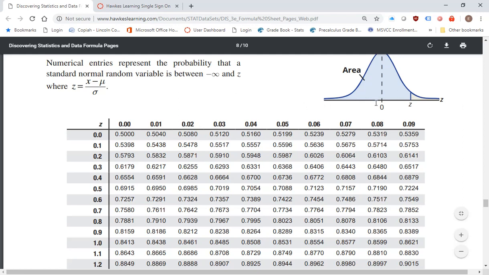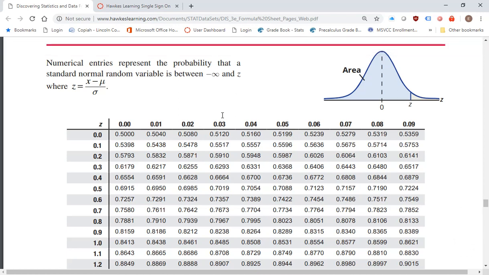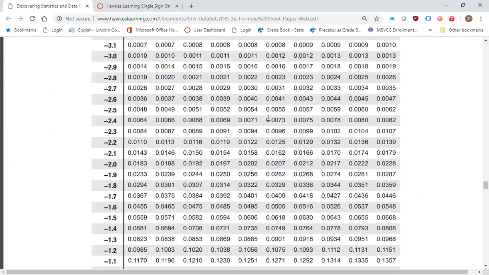Okay. So if I need the area to the left, I take the value from the table. If I need the area to the right, since I know that the entire area under the curve is 1, I'll say 1 minus the area that I get from the table. And that's a very important concept if you're using table A and B. When you look up a z-score, it will give you the area to the left.